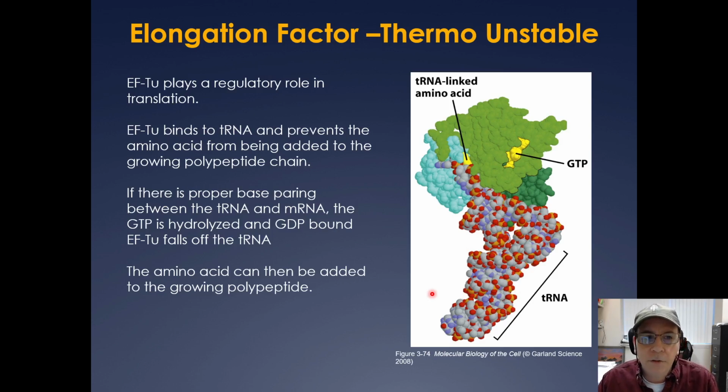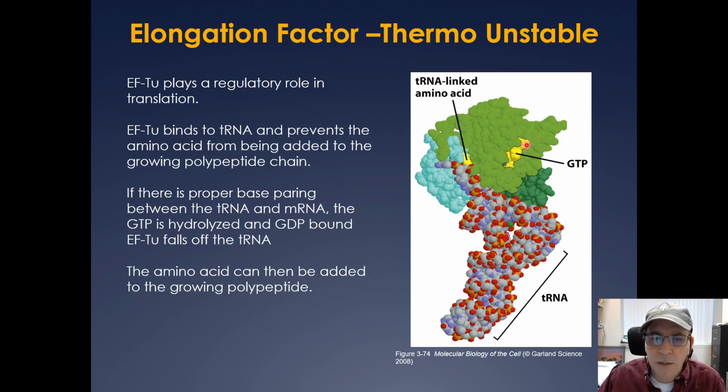Okay, so here's an example of a G protein in action, and this happens during translational regulation. This is bacterial regulation, and the G protein is elongation factor thermo-unstable, or EF-Tu. Okay, and it plays a regulatory role in translation. It binds to an aminoacyl charged tRNA. Okay, so here is your tRNA, and then you'll have your amino acid linked to the tRNA.